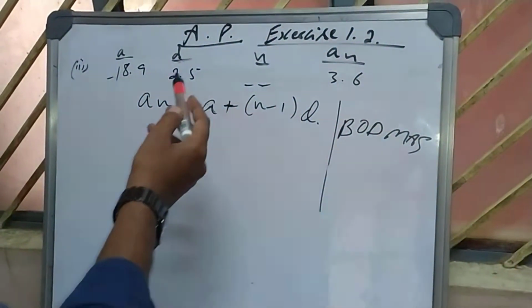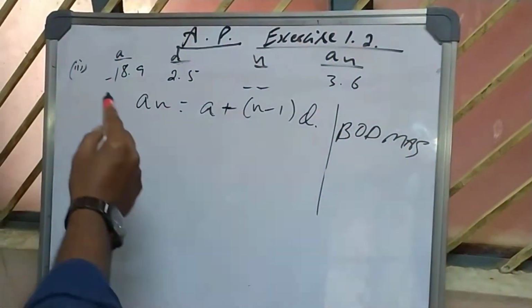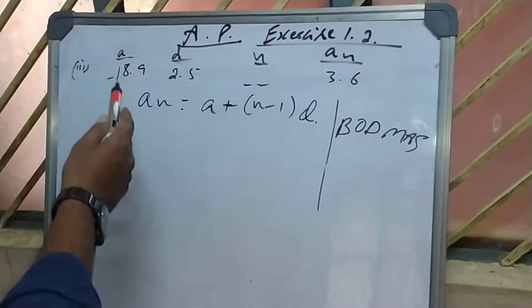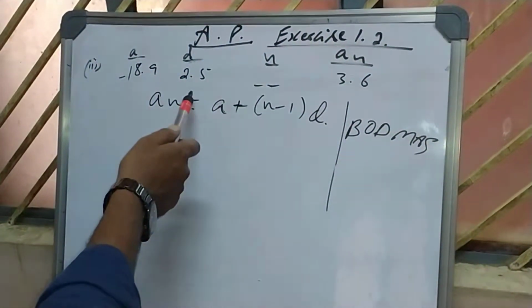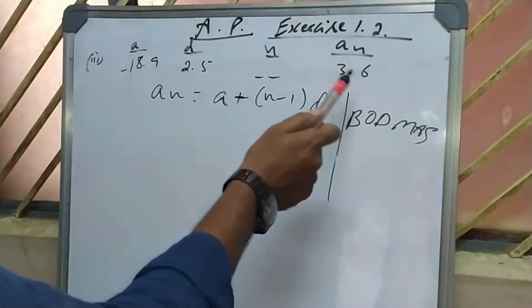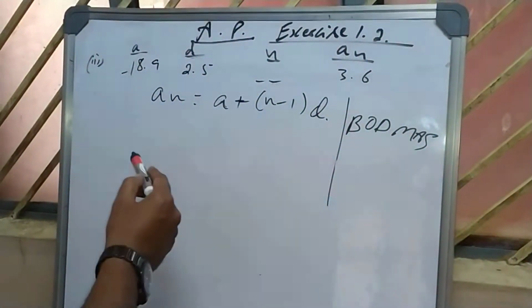Thank you. This is arithmetic progression exercise 1.2, problem number 3. In this problem they have given value of a, value of d and then value of an. We have to find out what is n. Let us substitute the values.